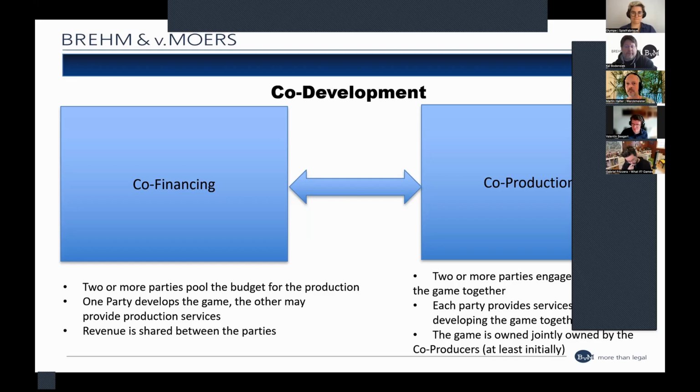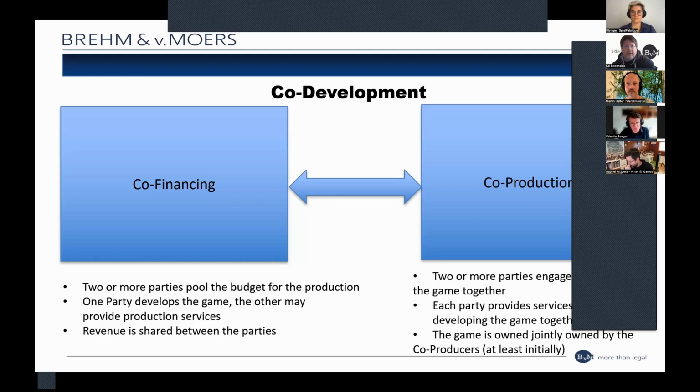But the key in a co-financing deal is that there is one party of this co-financing that is in the lead of development. So there's one core developer who is responsible for the development, and this core developer also is in the end the owner of the exploitation rights, and the co-financers will usually not be granted their own exploitation rights, but they are simply participating in the revenue that is realized by the developer responsible for the main production. So this can be a pure financial contribution, but it can also be a development contribution.